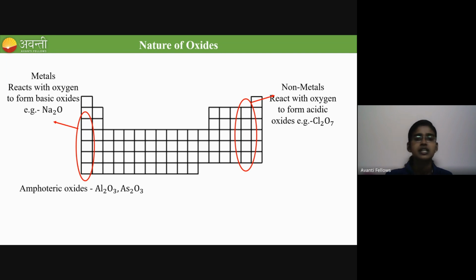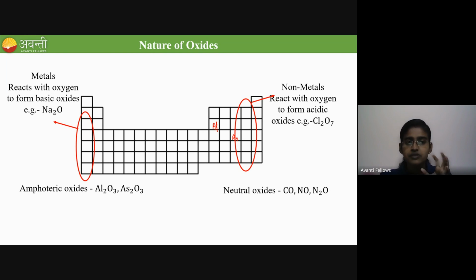Aluminium and arsenic belong to this group, right? So here boron, aluminium, gallium, indium, thallium, and here nitrogen, phosphorus, arsenic, antimony, bismuth. These elements form amphoteric oxides. And also we have some neutral oxides: carbon monoxide CO, NO, and N2O. So these three oxides are neutral.